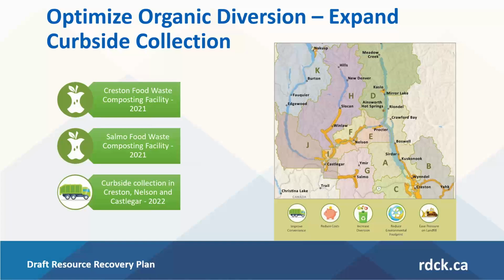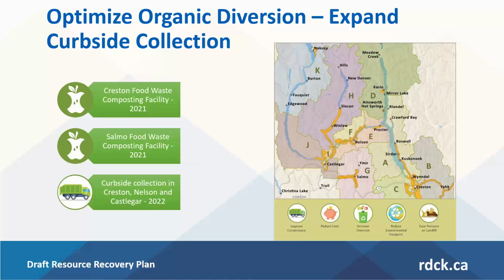Now, with respect to organic diversion, the plan aims to optimize organic diversion by expanding curbside collection. Now, why is this important? Well, when organics decompose in a landfill, which is under anaerobic or no oxygen conditions, organics create methane. And methane is a very potent greenhouse gas. It is 21 times stronger than carbon dioxide. So if you're wanting to really reduce greenhouse gas emissions and address the climate crisis, one of the easiest things that local governments can do is to divert organics from landfill.